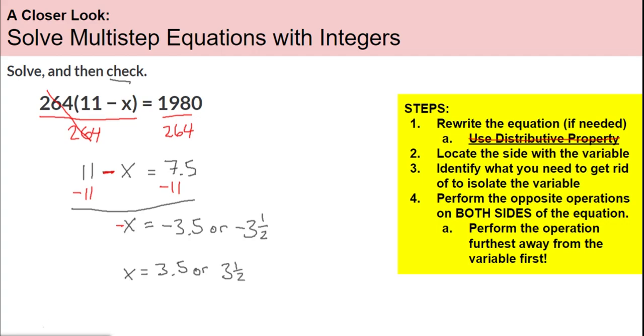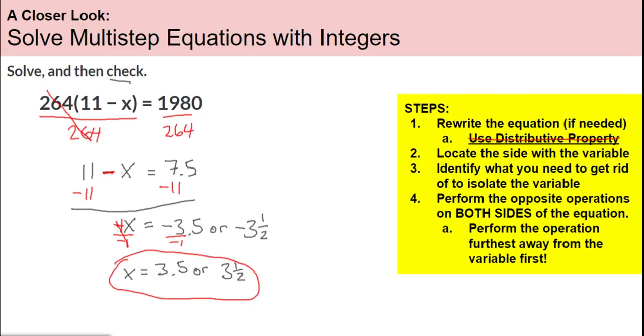When you have a negative there, there's like an invisible 1 next to it. So this is like saying negative 1x. How do we get rid of that? Well, remember we divide. So if we divide, they cancel out, and negative 3.5 divided by negative 1 will be positive 3.5. So be careful with that.